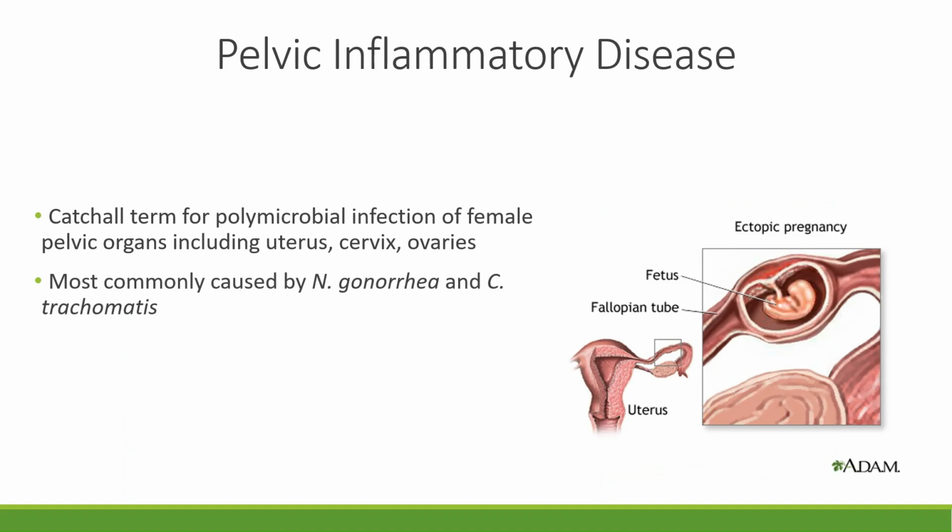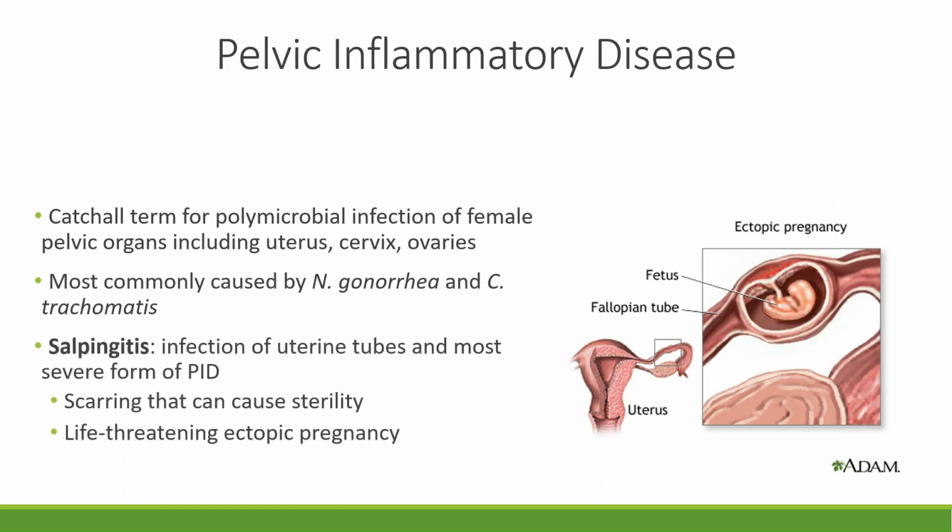The most severe form of PID is salpingitis. This is an infection of the fallopian tubes. This can cause scarring, which blocks the tubes and may lead to infertility. One of the biggest risks of PID is ectopic pregnancy, where a fertilized egg implants outside of the uterus, usually in the fallopian tube. Because the tube can't support a pregnancy, this can be life-threatening if not treated immediately.